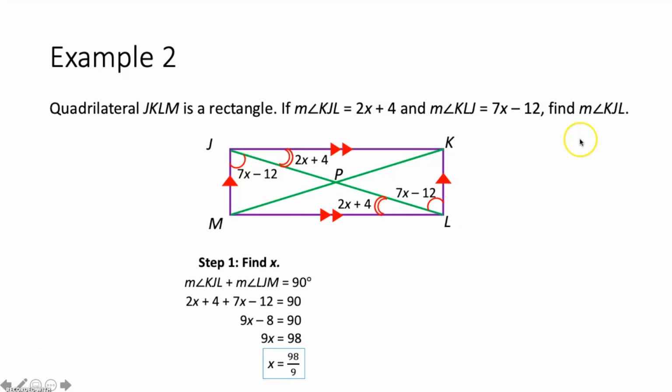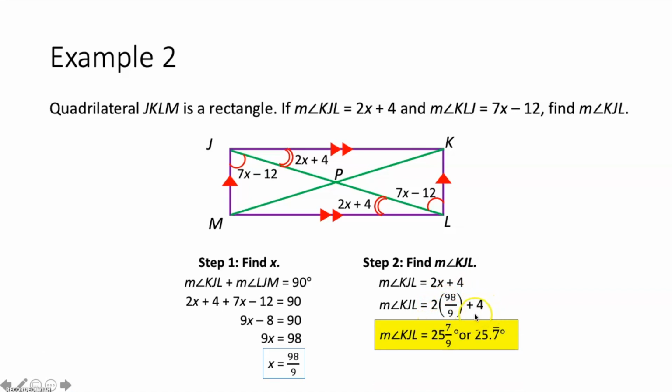What is the question? It wants us to find the measure of angle KJL. And again, the measure of angle KJL is 2x plus 4. So I take 98 over 9, plug it in for x here, and I simplify. 2 times 98 over 9. 2 is the same as 2 over 1, so I multiply 2 times the 98, 1 times the 9. I then add 4, and I get 25 and 7/9 or 25.7 repeating.